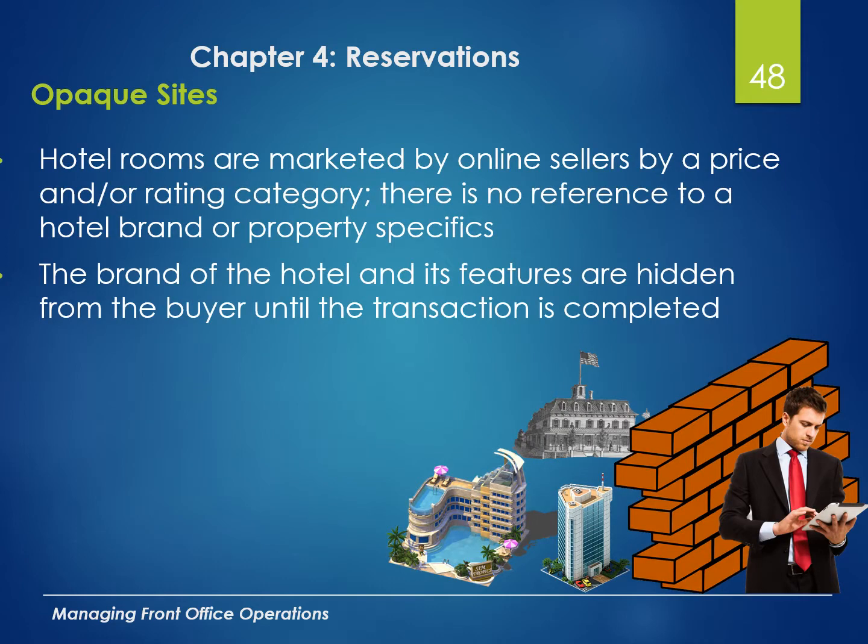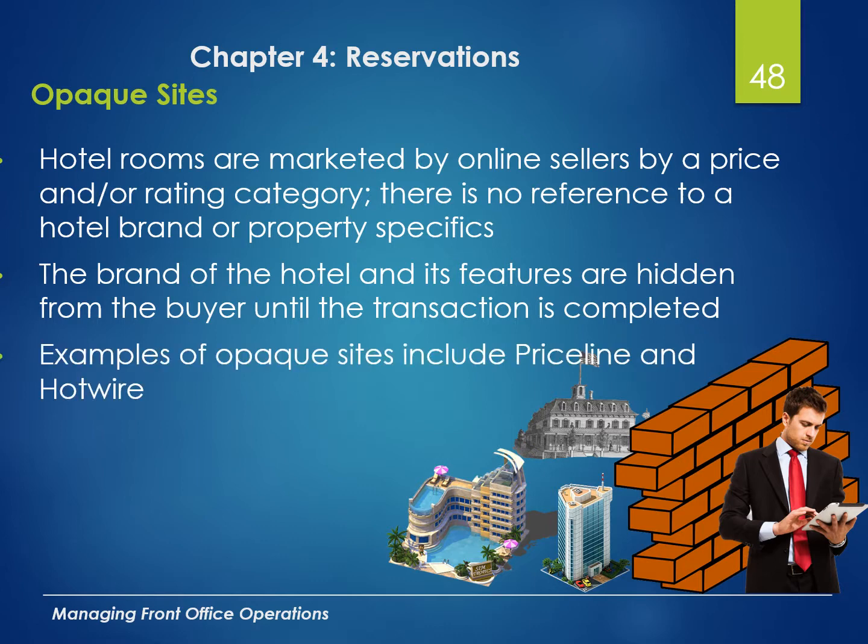With opaque sites, opaque essentially means you cannot see through it. I use this image down here on the bottom, like a brick wall. Priceline and Hotwire are two examples. You look at Priceline or Hotwire, and you're guaranteed to pay $80 for a 3-star hotel. You don't know what the hotel is. You don't know where the hotel is. It might be downtown, it might be by the Riverwalk, it might be on the outskirts of downtown. You just don't know. They base it on the location, and they also base it on the level of service. There are a lot of different things that they can do.